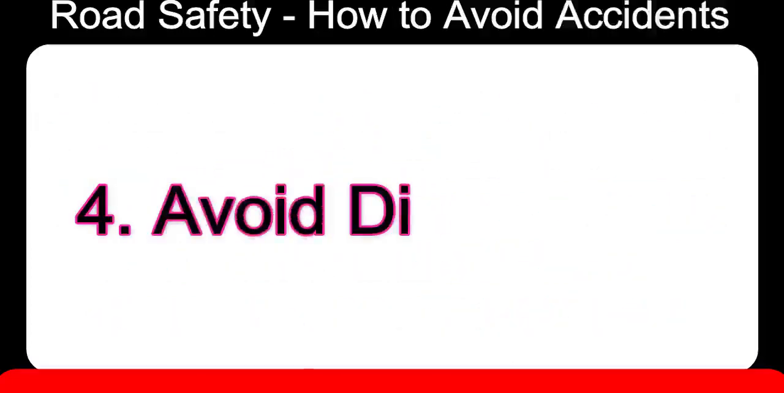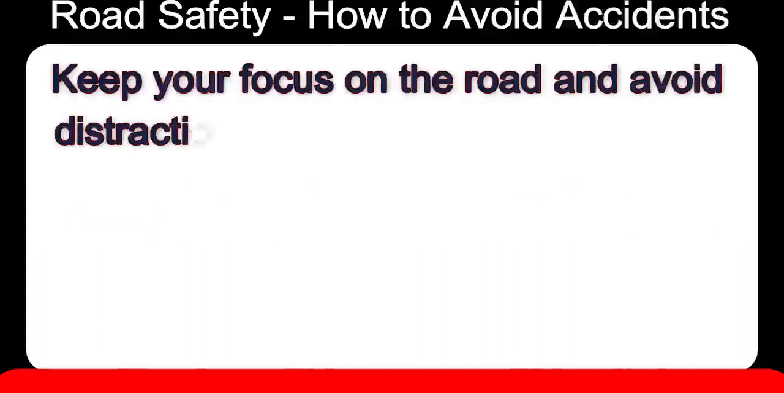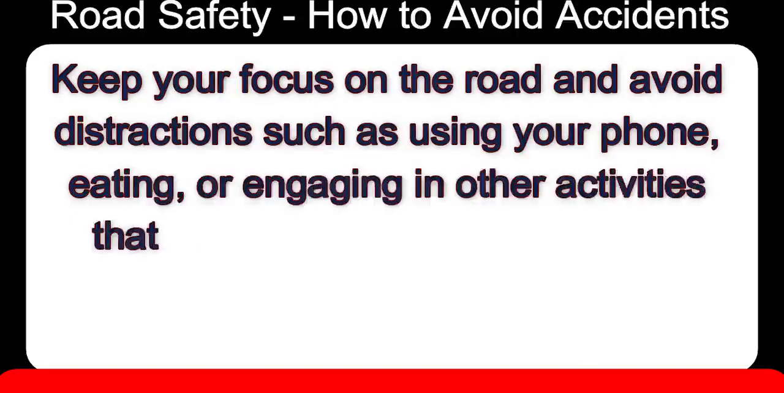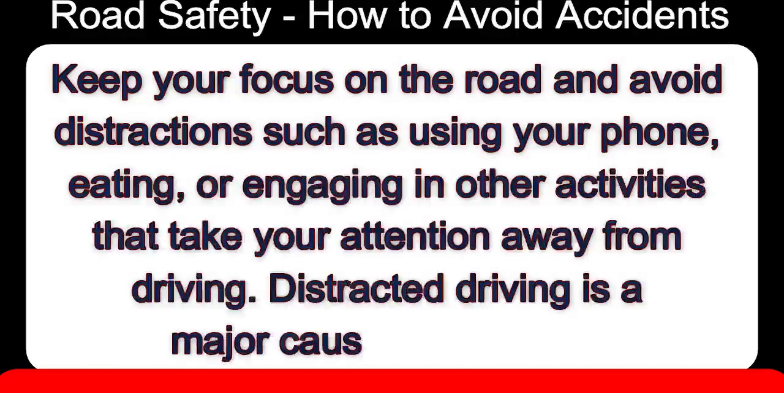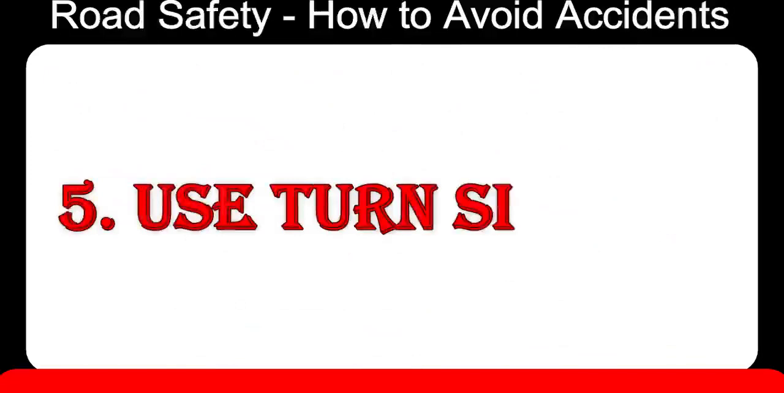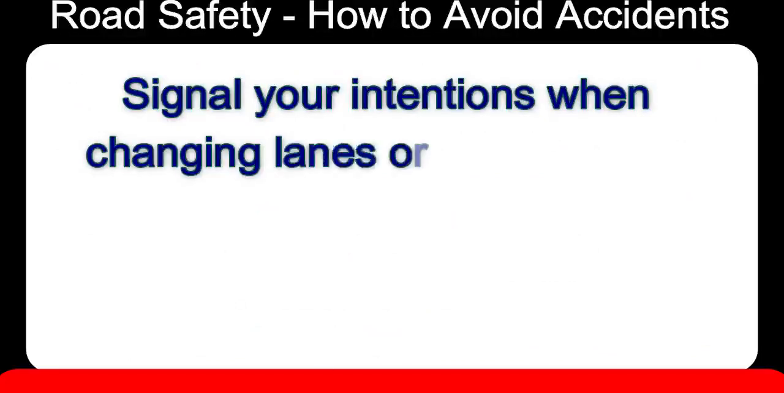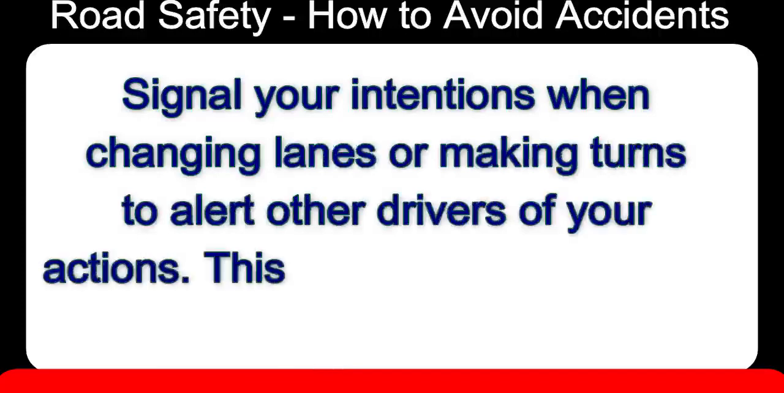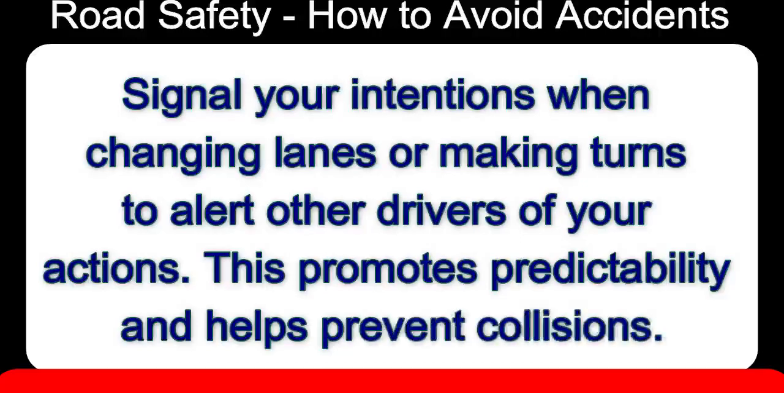Number 4, avoid distractions. Keep your focus on the road and avoid distractions such as using your phone, eating, or engaging in other activities that take your attention away from driving. Distracted driving is a major cause of road accidents. Point number 5, use turn signals. Always signal your intentions when changing lanes or making turns to alert other drivers about your actions. This promotes predictability and helps prevent collisions.